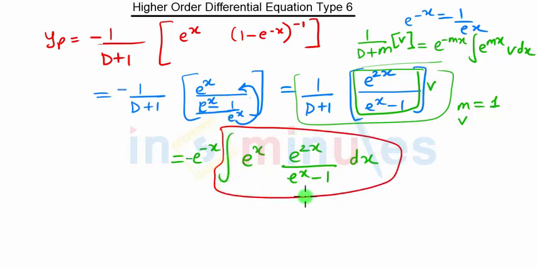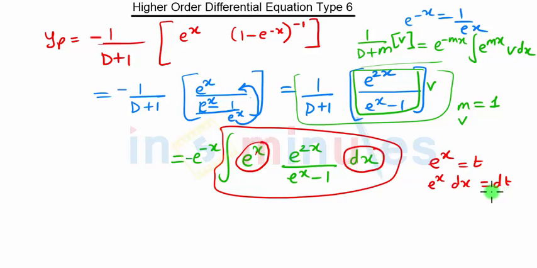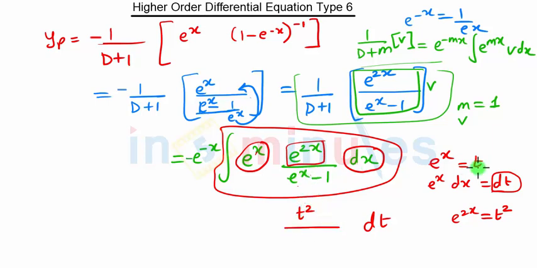If you observe in this integration, e raised to x term is repeating, so we will substitute e raised to x equal to t. Then e raised to x dx will be dt. So e raised to x into dx is nothing but dt, and e raised to x is t, so e raised to 2x will be t square. So this term will be t square upon t minus 1, and e raised to minus x will remain as it is.